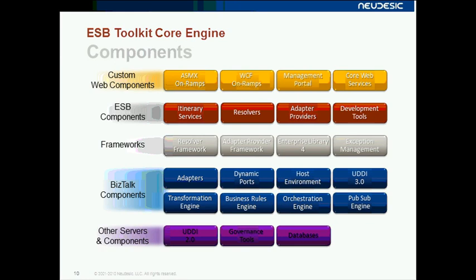And then there's other key components of exposing the on-ramps, and we'll talk about on-ramps a little bit as well. And the management portal tends to be a very popular feature of the ESB Toolkit, just based on a lot of the capabilities it gives you around viewing exceptions and potentially resubmitting them. So another nice feature of the toolkit.